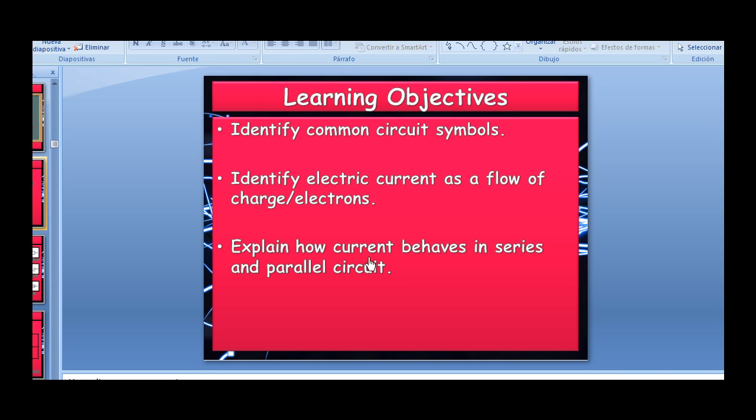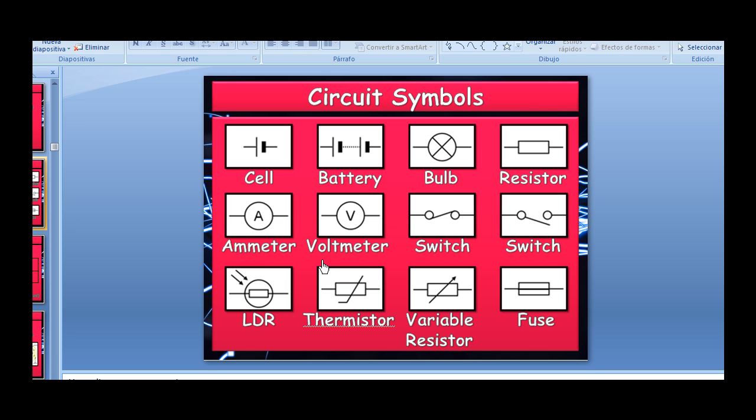So in the first part I wanted to talk about these three things, which are circuit symbols, recognize what electric current is and remember what it is in terms of the flow of electrons, and look at the way that current behaves when it goes through series and parallel circuits. Okay, so the first thing to have a look at then is this here. You should be able to recognize these symbols.